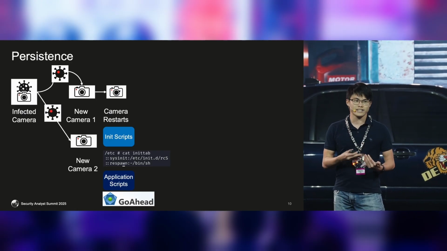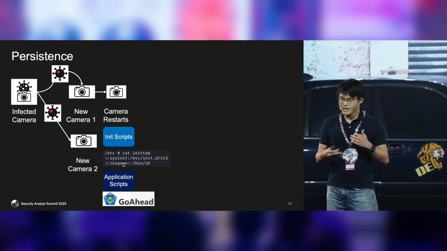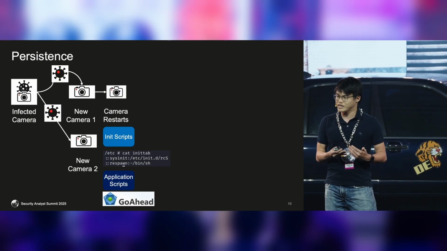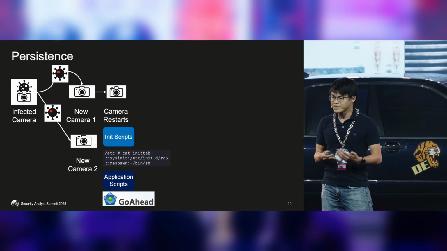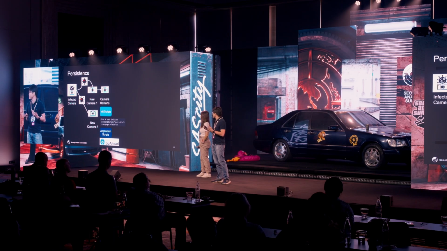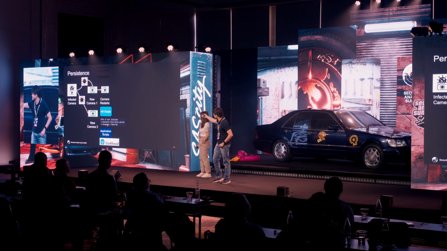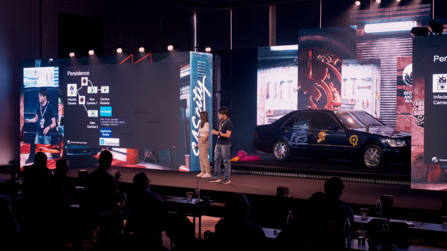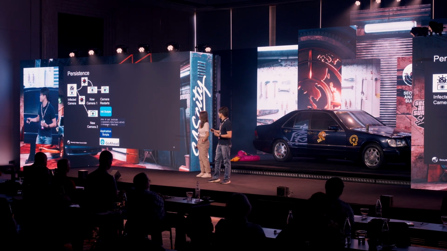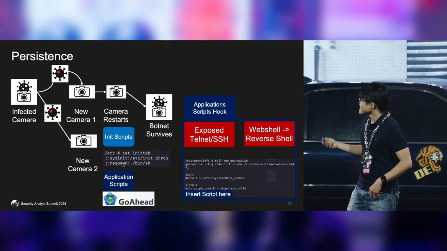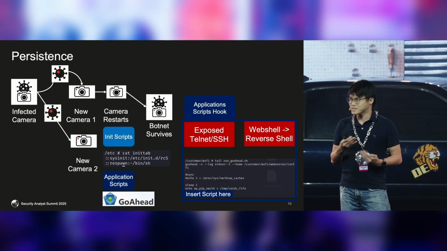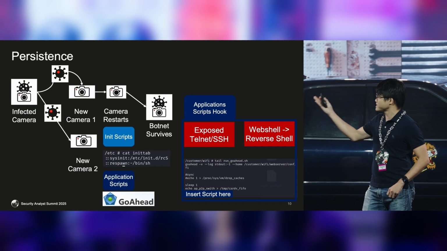The camera, like most other embedded devices, starts by loading init configurations such as the init tab or scripts to run the necessary processes. After the init scripts are loaded, such as the init tab over here, RC scripts and application scripts such as the web servers are loaded. So the first method to achieve persistence is by hooking onto the application scripts.